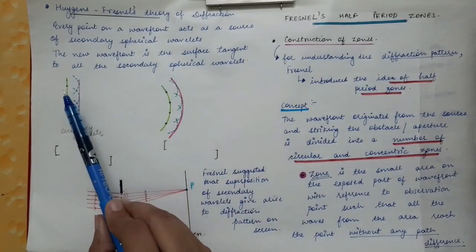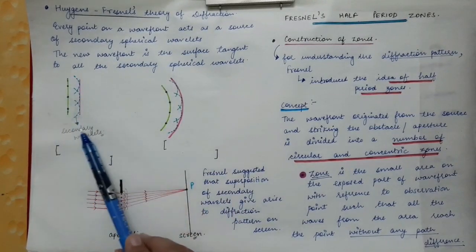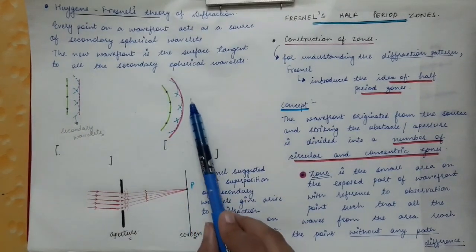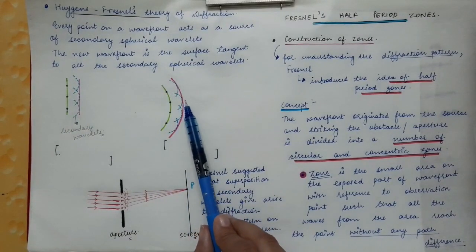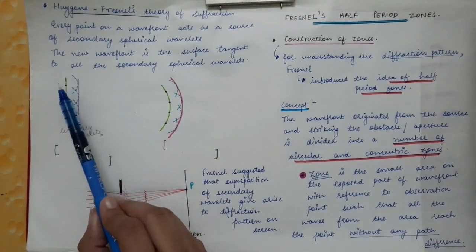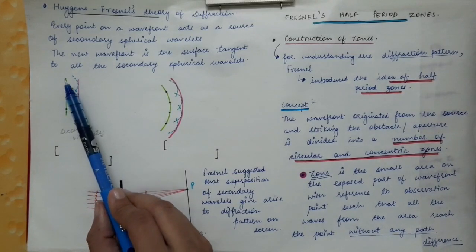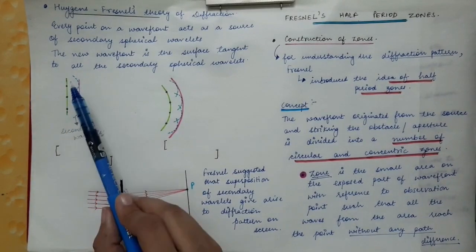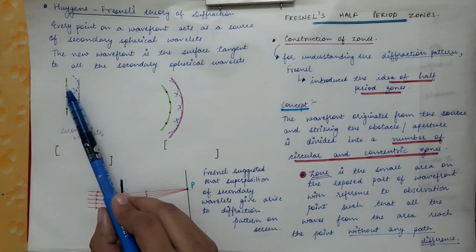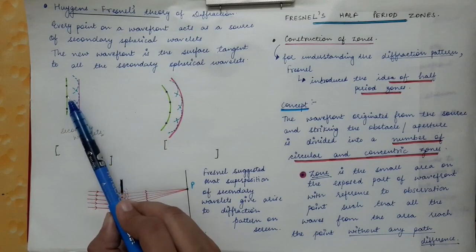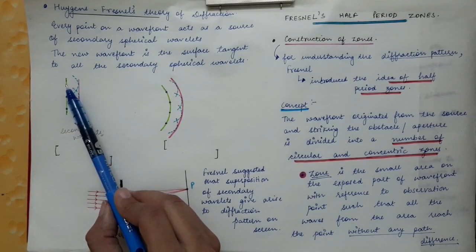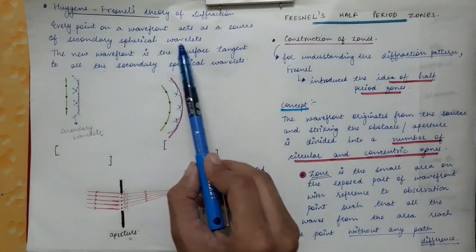So every point on the wavefront. This first diagram is the plane wavefront, and the other diagram is the case of the spherical wavefront. Huygens principle states that every point on the primary wavefront, so this green line represents the plane wavefront. Now every point on this wavefront, we have drawn 3 points, will act as a source of secondary spherical wavelets.